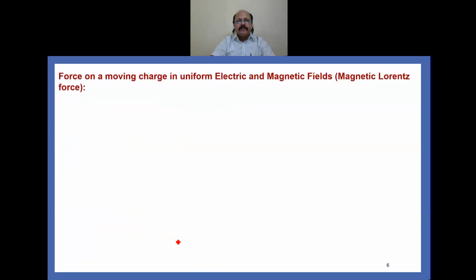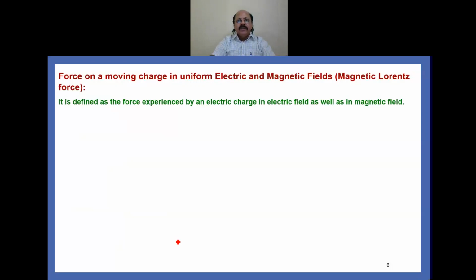Now the next topic is force on a moving charge in uniform electric and magnetic fields. It is also known as the magnetic Lorentz force. Its meaning is that we have to find the force on a moving charge under the combined effect of electric and magnetic fields. So one by one we calculate. First we calculate the force on the charge Q in an electric field, which we have already studied. That is Fe equal to QE, in vector form Fe vector equal to QE vector. Mark this as equation number 1.